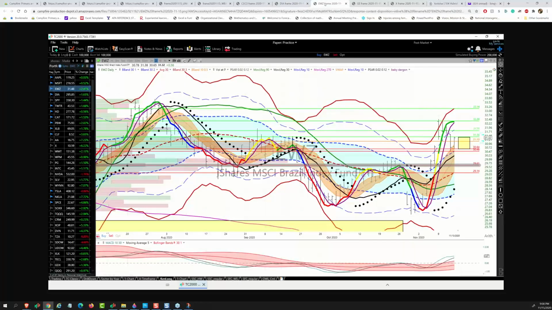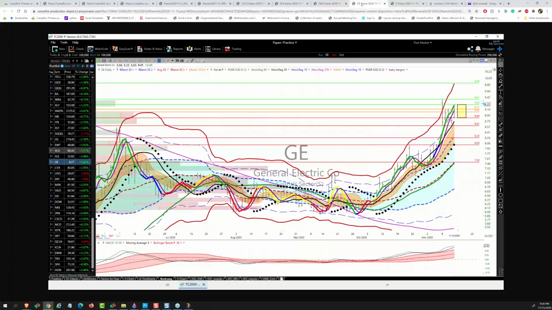Brazil the same way. Just start with a hybrid frog, keep 1/5 if it breaks out of the yellow box. I think we're in good shape on that one. Start both of those with the intraday first.